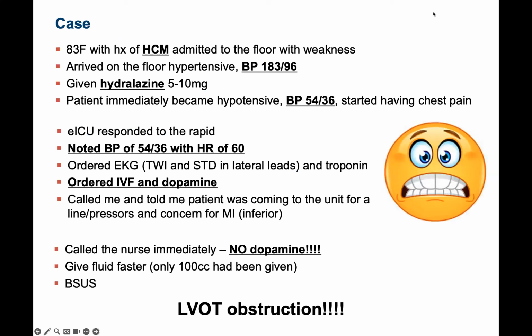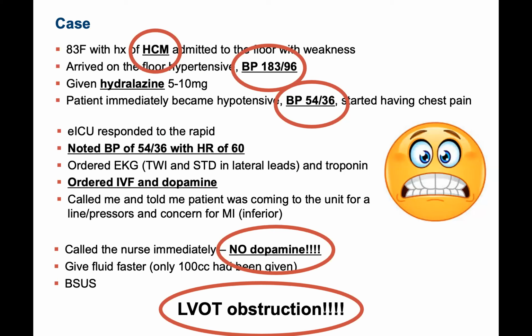So if we go back to the case again, this was a lady who had a history of hypertrophic cardiomyopathy. So we already know she has a predisposing factor. She was initially hypertensive, right? She was given a vasodilator and now is hypotensive. And then we find out that she has an LVOT obstruction. And we definitely don't want to give dopamine, right? Because if we look at how we would treat it, we want to avoid inotropes.